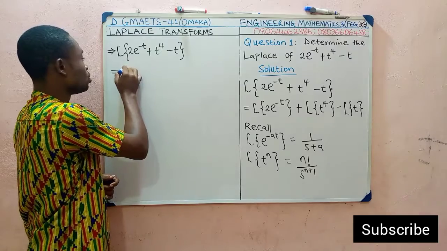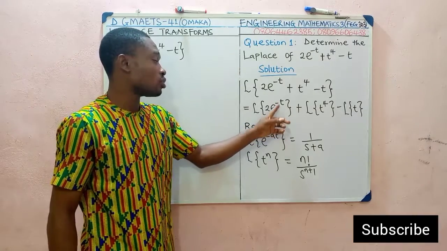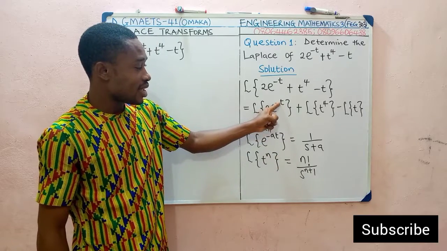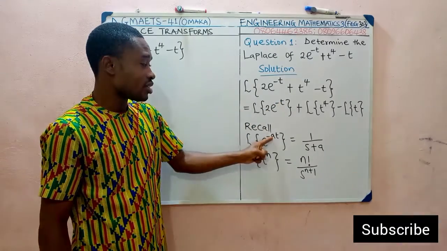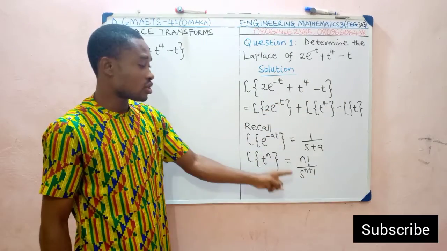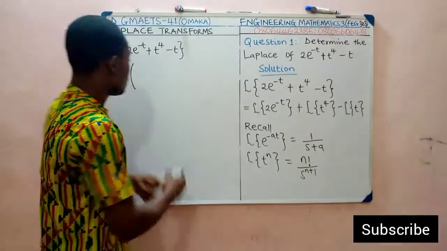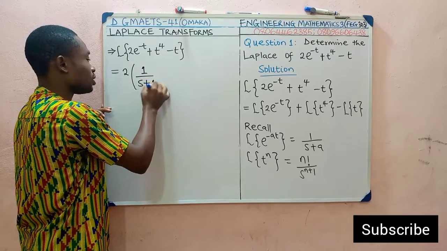So it's going to be 2 brackets the Laplace transform of exponential minus t. I will use this standard. Take note that a is minus 1 here. Is that also? Minus a here is minus 1. So it's going to be 1 all over s plus 1. Is that okay? So I fix that. 1 over s plus 1.